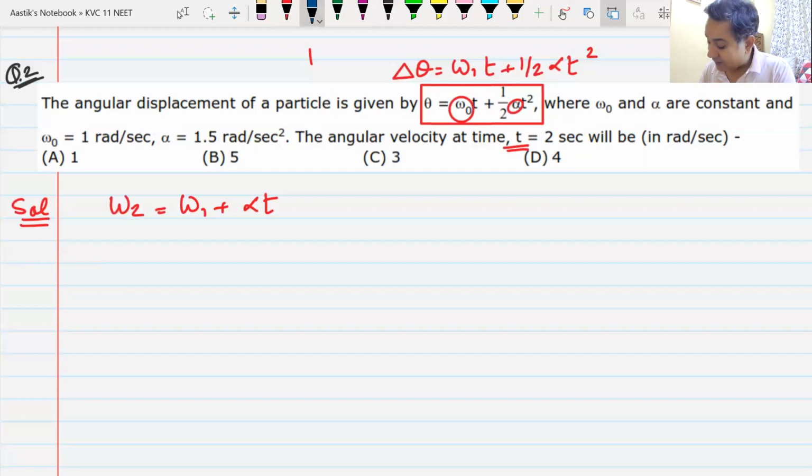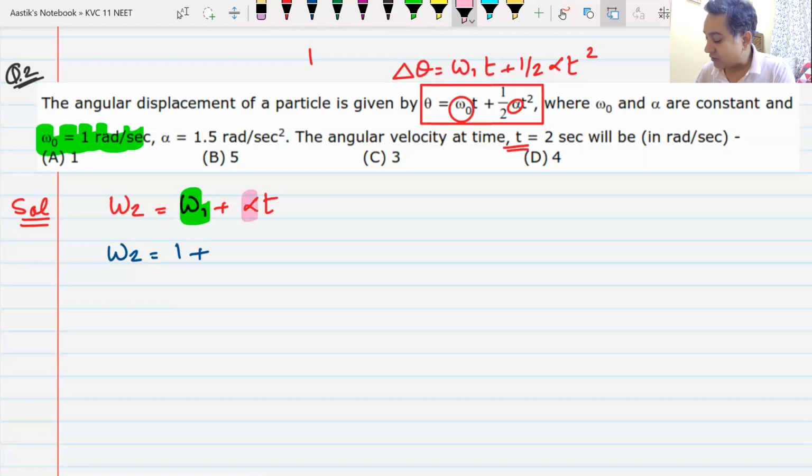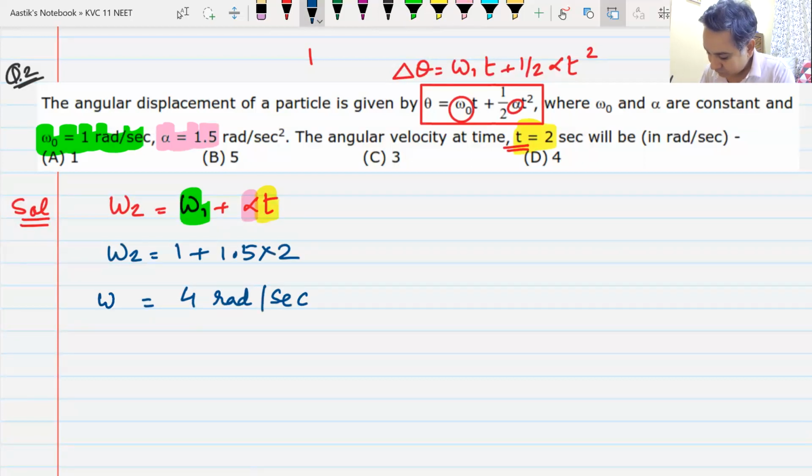Well done. Then I put the values. Omega 2 is omega 1. Omega 1 is the initial angular velocity, which is given as 1 radians per second. So I put 1 plus alpha is the angular acceleration. It is given as 1.5 multiplied by time, my dear friends, is given as 2 seconds. 1 plus 1.5 multiplied by 2. Answer is 4 radians per second. That is the value of omega 2.